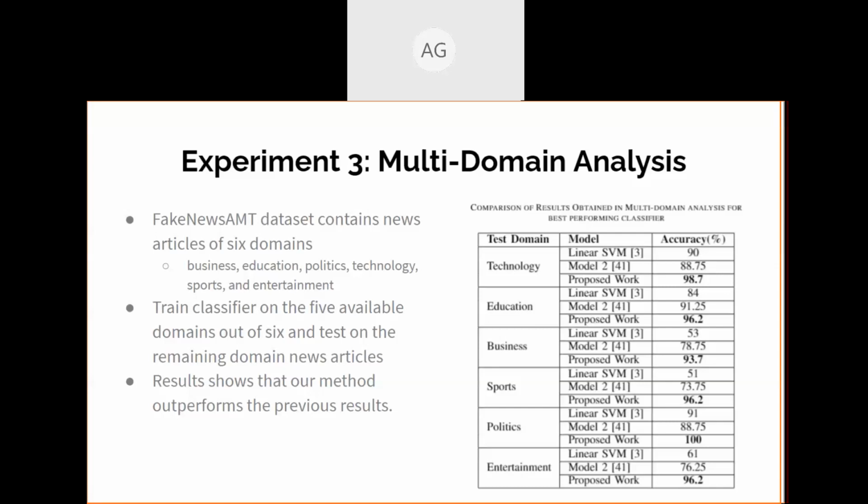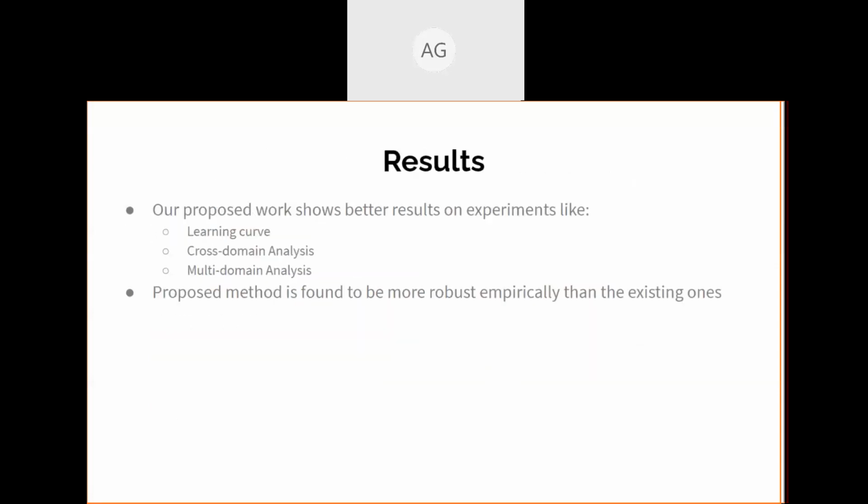remaining domain news articles. So, for example, to find out the accuracy of the entertainment news articles in this experiment, we train our model on the 5 domains like business, education, politics, technology, and sport, and test on the entertainment news articles. So, the table that is shown in the right side of the screen shows that our method outperforms the previous results.